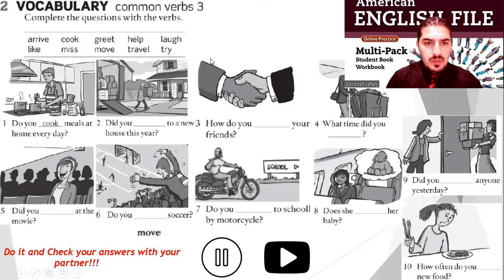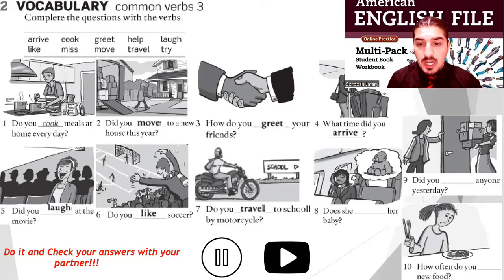Number two, did you move to a new house this year? Very good. Number three, how do you greet your friends? Number four, what time did you arrive? Number five, did you laugh at the movie? Number six, do you like soccer? Number seven, do you travel to school by motorcycle? Number eight, does she miss her baby? Number nine, did you help anyone yesterday? Number ten, how often do you try new food? Well done.